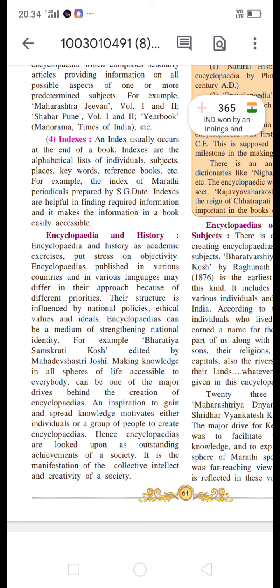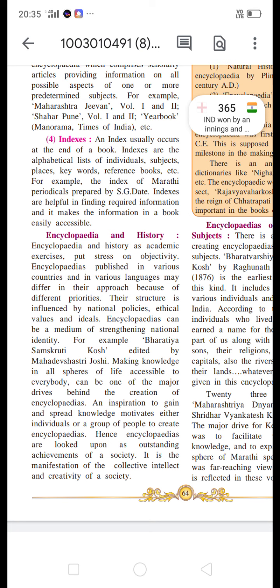Inspiration to gain and spread knowledge motivates either an individual or a group of people to create an encyclopedia. It inspires and motivates people, and it spreads knowledge to individuals as well as to groups of people.